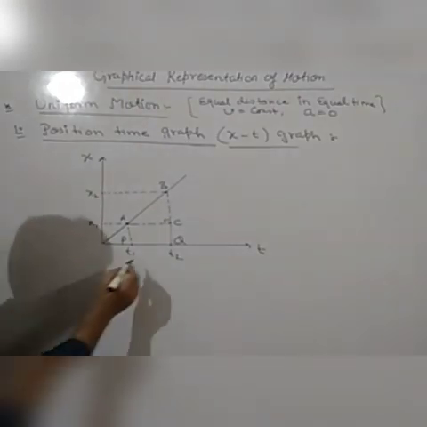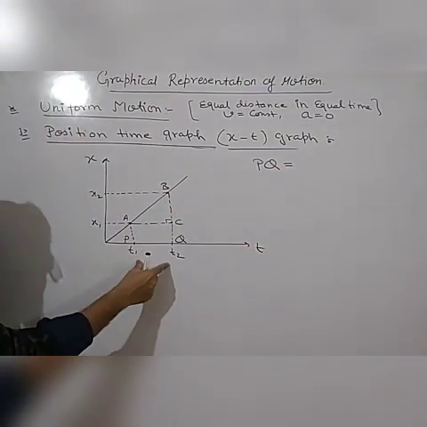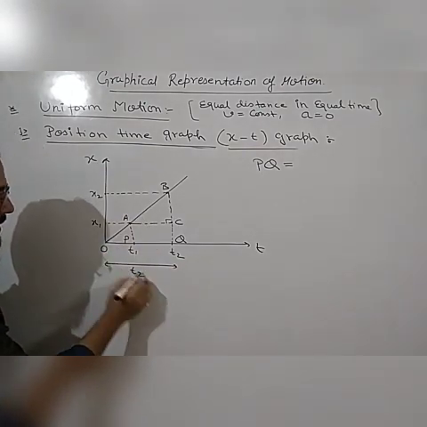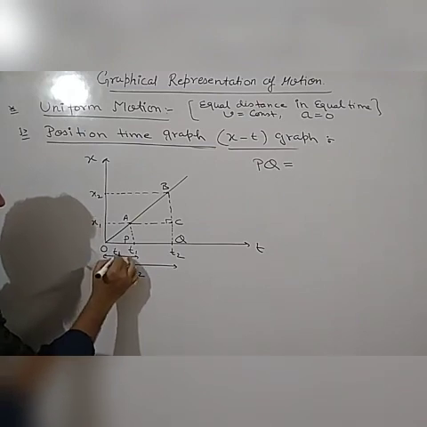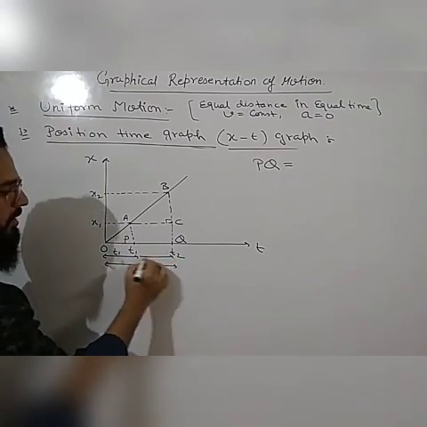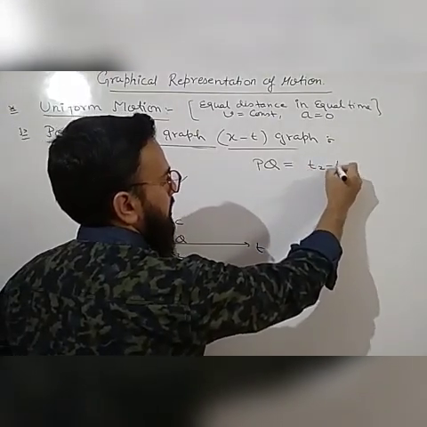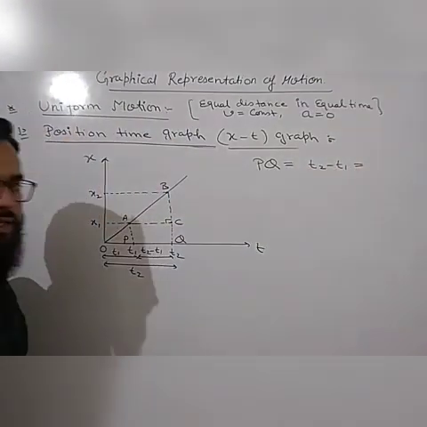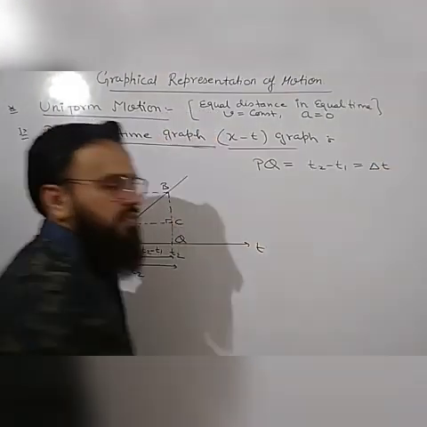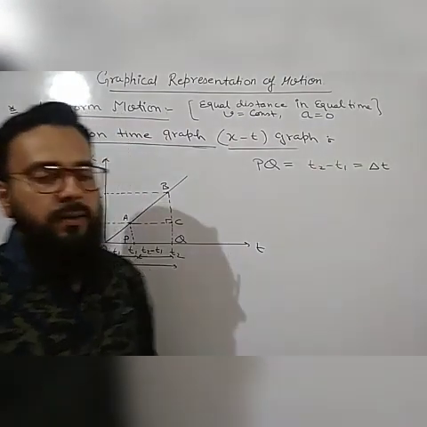So what will be the value of PQ? First, I am finding the value of PQ. This is the origin. This total distance is t2 and this distance is t1. So PQ will be t2 minus t1. That means PQ is equal to t2 minus t1, which is the time difference or time interval, and we represent this time interval by delta t, which we have already discussed.